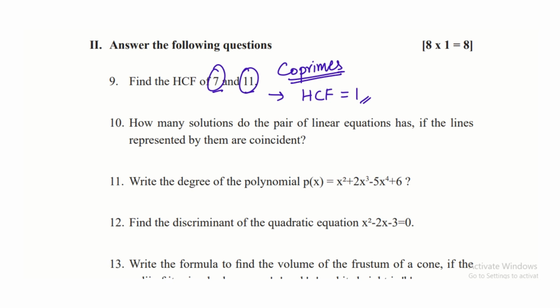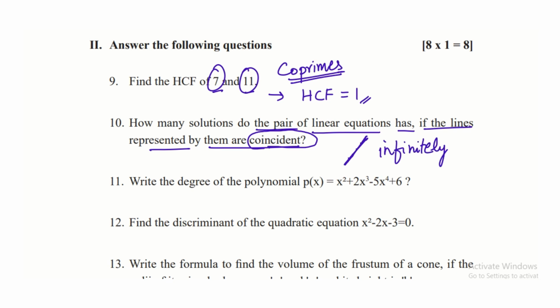How many solutions do the pair of linear equations has if the lines represented by them are coincident? The meaning of coincident lines is one line lies on the other line. So both the lines will represent the same line. Therefore, every point on these lines is a solution. So it has infinitely many solutions. Similarly, for intersecting lines, we will have a unique solution, and for parallel lines, we will have no solutions.